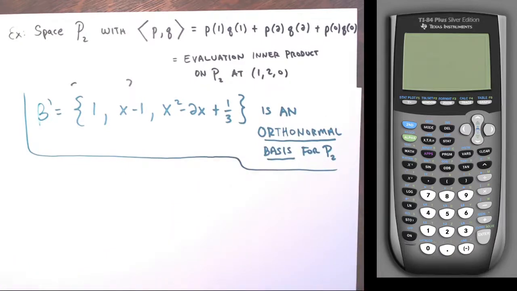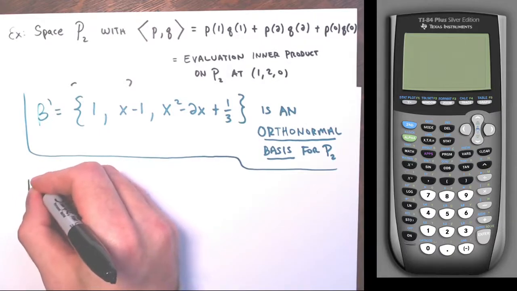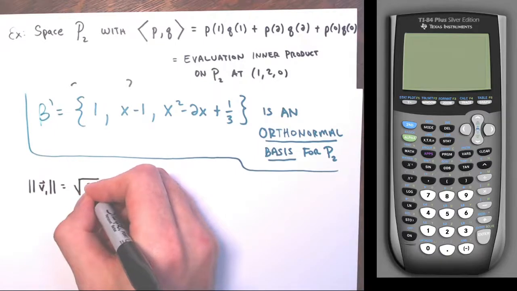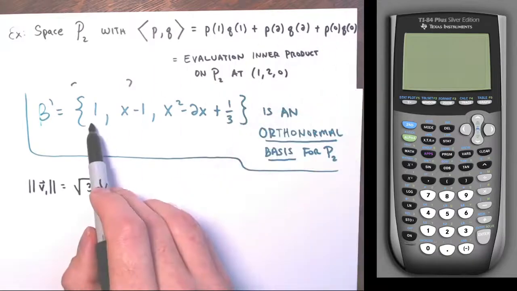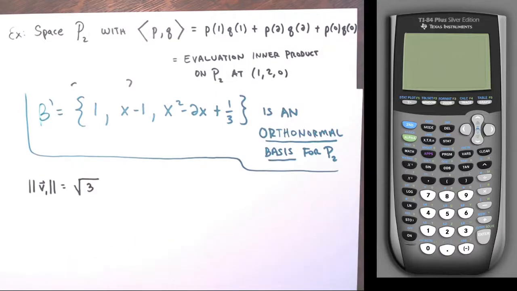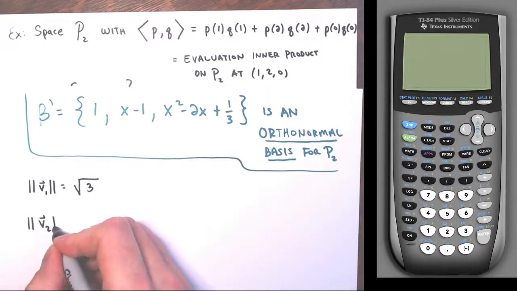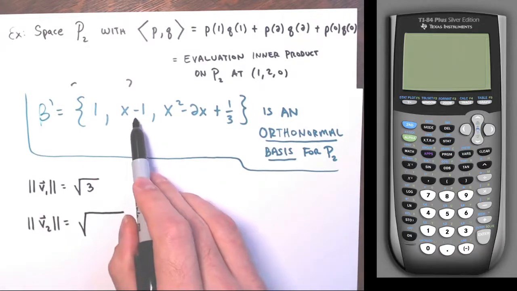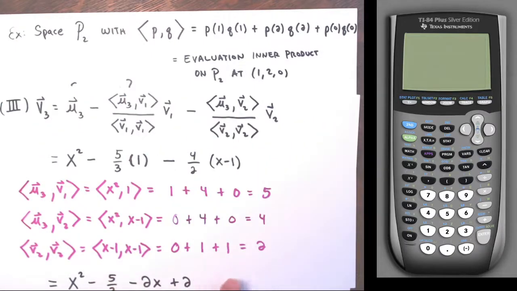Now let's find their norms. Now again, that's V1. So what's the norm of V1? Again, that was the square root of 3, because the value of 1 at 1, 2, and 0 is always 1. So this would be 1 times 1 plus 1 times 1 plus 1 times 1. That's 3. And then the square root of that. And the norm of V2 would be the square root. I did the inner product of this with itself on the earlier page. That was 2, so the square root of 2.